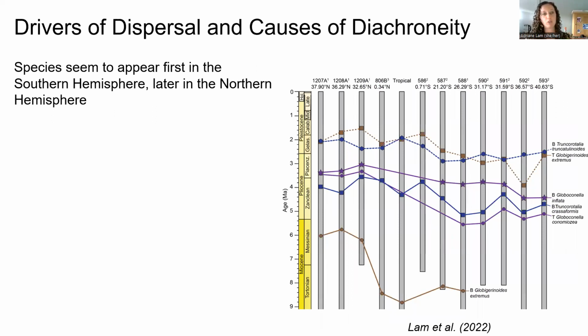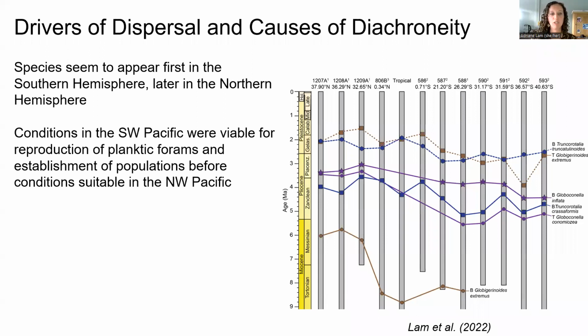So now that I've showed you that, I also want to think about drivers of dispersal and causes of these patterns of diachronicity. These species that we're looking at seem to appear first in the southern hemisphere, and then later they appear in the northern hemisphere. I'm showing you this figure that I showed you previously, with these two different main dispersal styles, but it's very clear from these species that I've picked out that they're evolving in the southern hemisphere and then later migrating into the northern hemisphere.